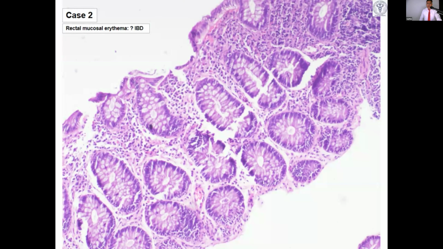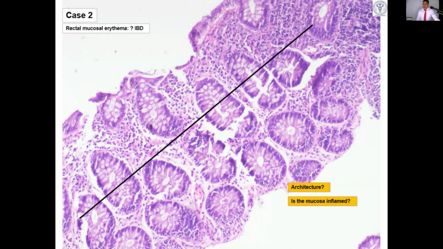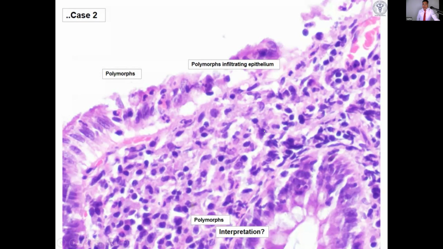Case number 2, this is a rectal mucosal biopsy. Endoscopically, there was erythema, and the endoscopist asked us, query IBD. What do you think? So here also we can see there is a lymphoid aggregate. We have to be vigilant when we see lymphoid aggregates in the left half of the colon, but it is not always diagnostic. Let us apply the same questions and criteria. There is some redistribution, mild inflammation we can say, but the architecture is predominantly maintained.